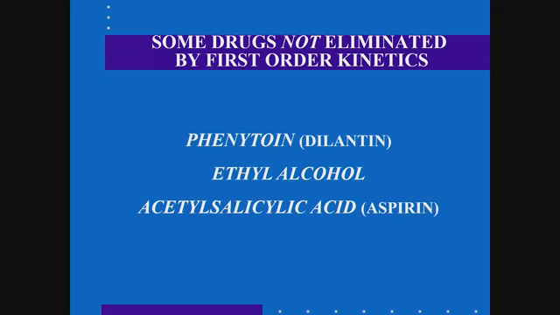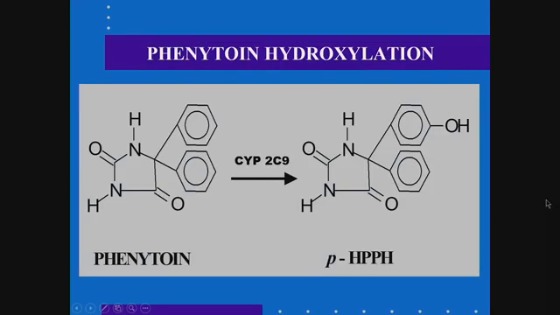These are drugs that deviate from the general pattern of first order kinetics of elimination. And let's focus on phenytoin. Phenytoin undergoes metabolism in the liver via this main pathway of cytochrome P450 2C9, and we have this para-hydroxylated metabolite that is generated through this pathway.